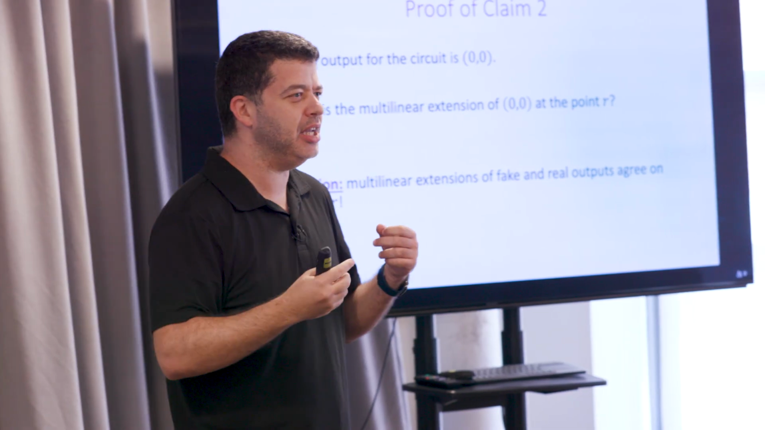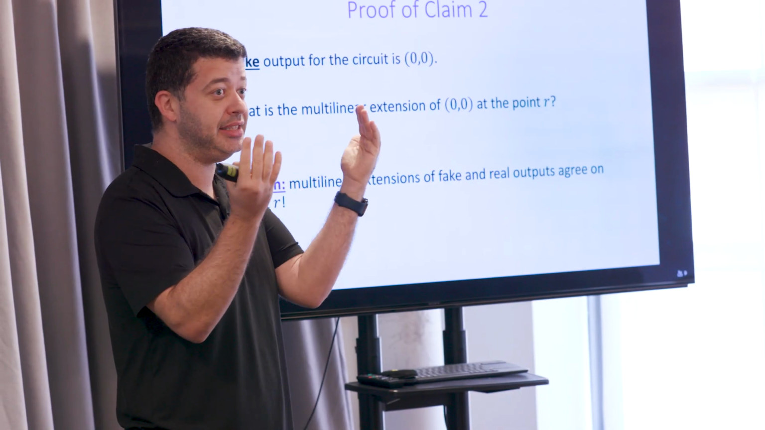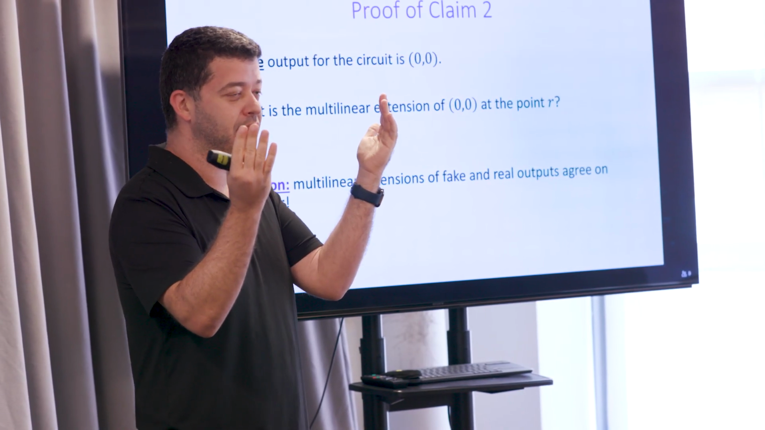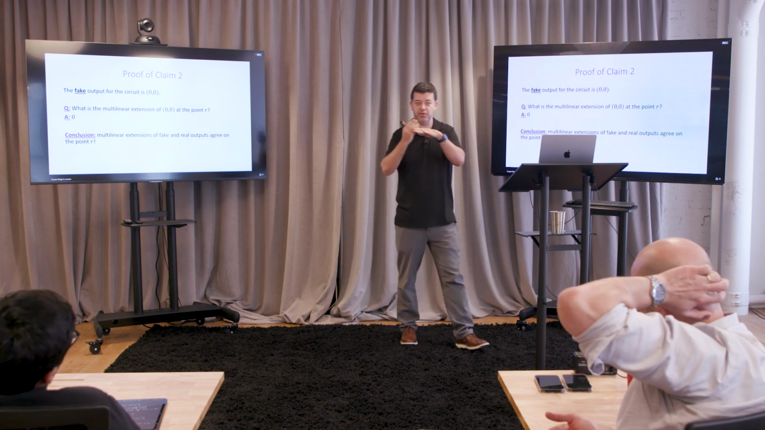Okay, so going back, we were saying before that if you take the multilinear extension of two different outputs, because of the distance of the multilinear extension, at a random point, they should disagree. Well, guess what? Our point is no longer random, and they happen to agree. Or we built it up to agree.